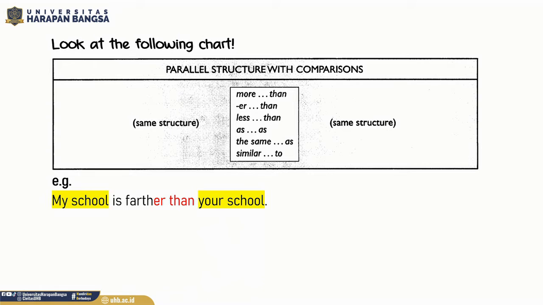My school is farther than your school. So the same structure in the first sentence here is my school, and the second structure is your school. And the comparison used is "than". The next, to be rich is better than to be poor. The same structure, to be rich and to be poor. The comparison used is "better than".